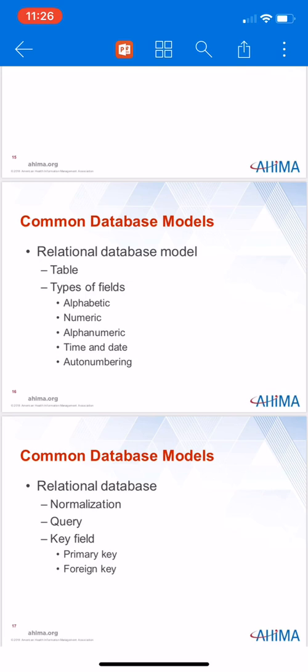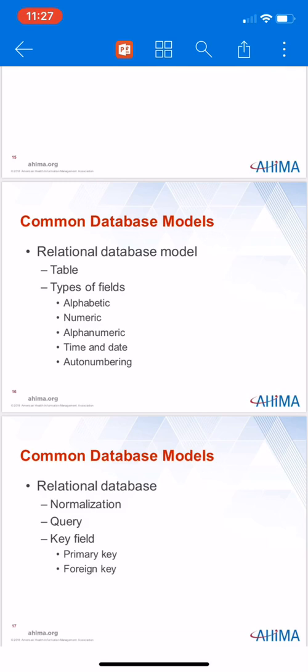You have alphabetic fields that accept only alphabetic characters. Data elements of this field type include patient name and city. Then you have numeric fields. Now this is important to remember. Numeric fields accept only numbers that can be calculated.